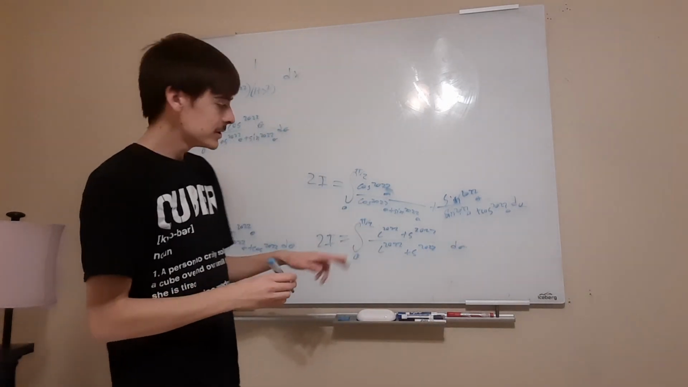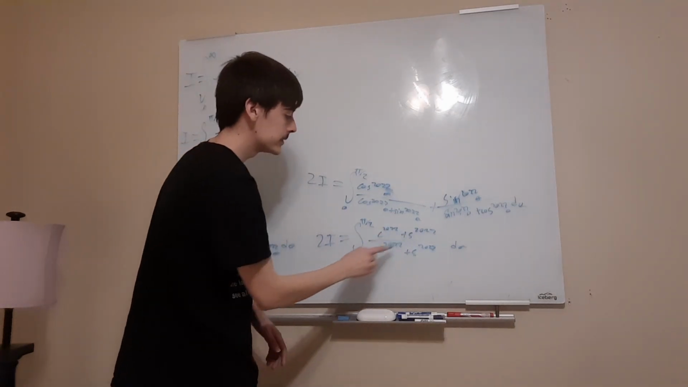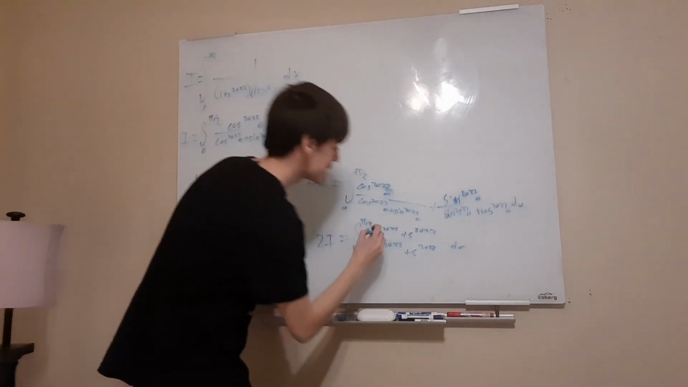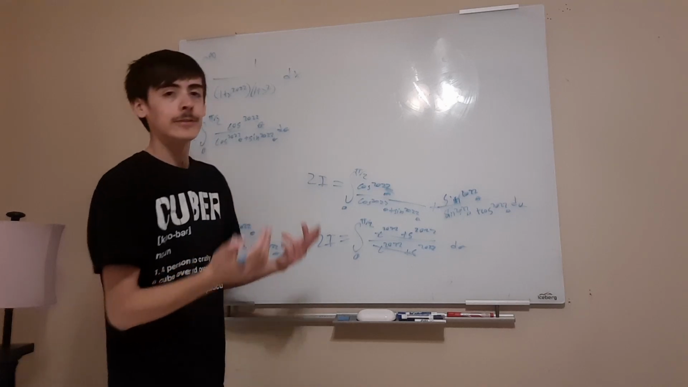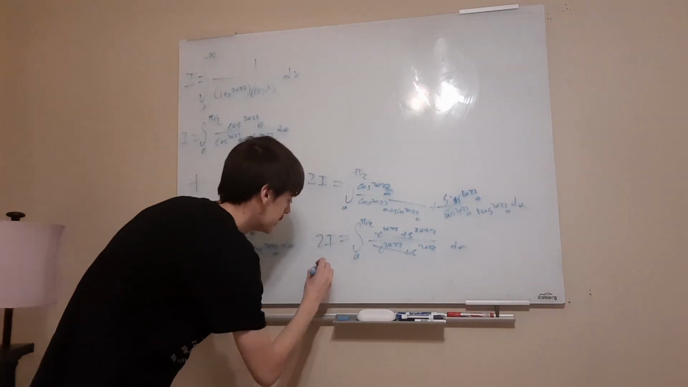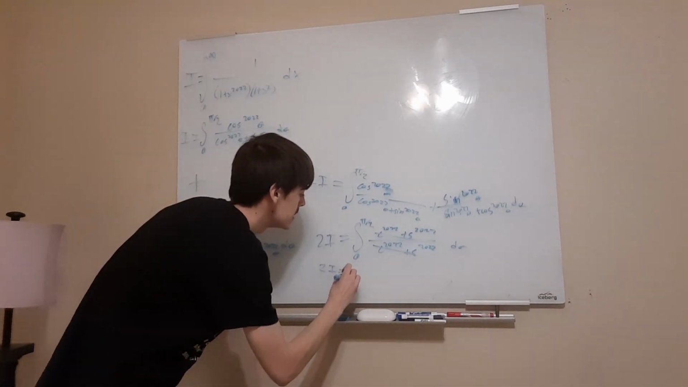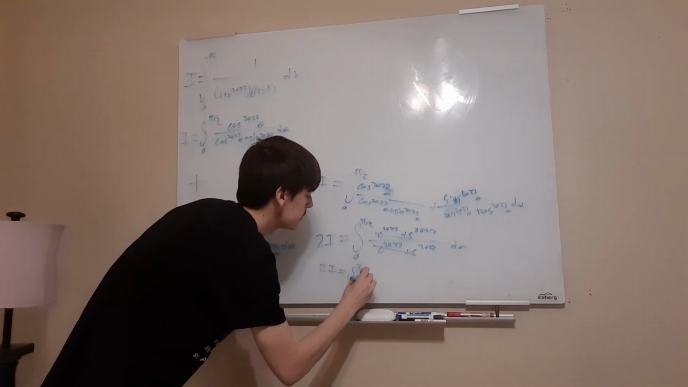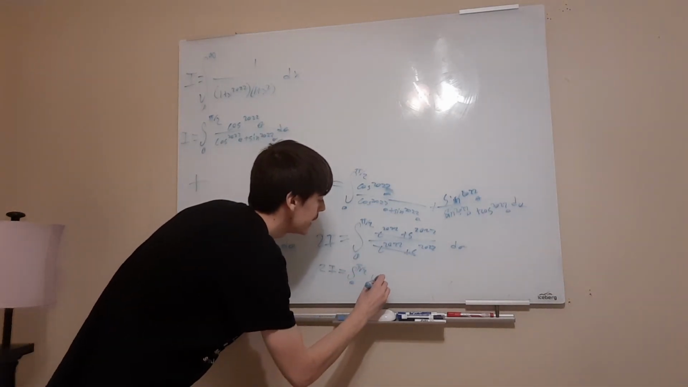And notice with this, we have the exact same terms in the numerator and denominator. So these actually just cancel. And they don't cancel to 0, they cancel to 1. So essentially, 2I equals the integral from 0 to pi over 2 of just 1 d theta.